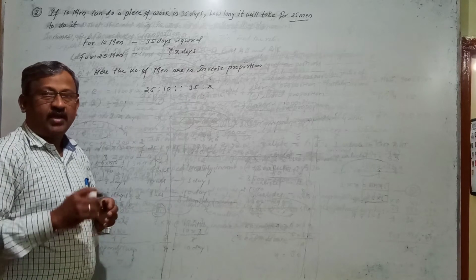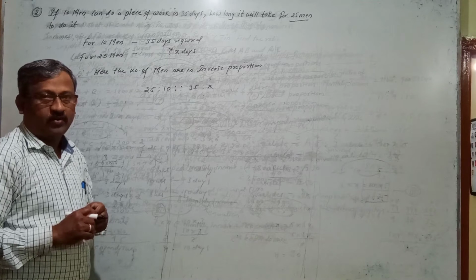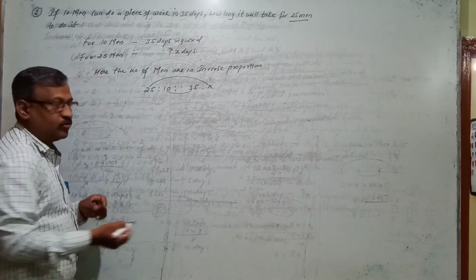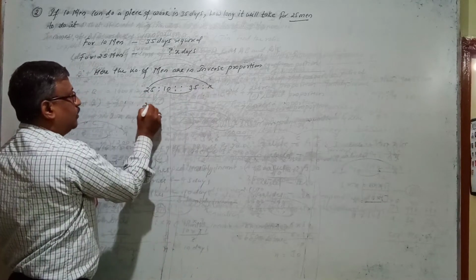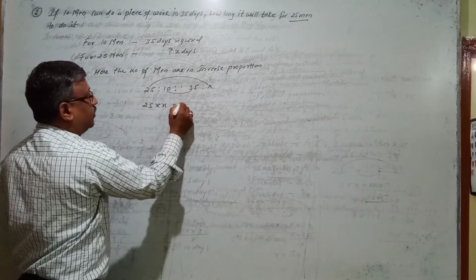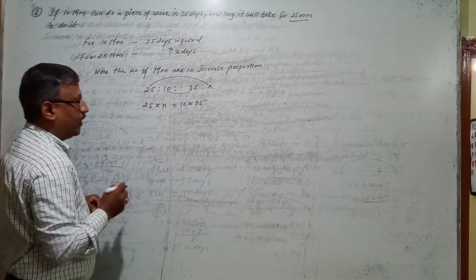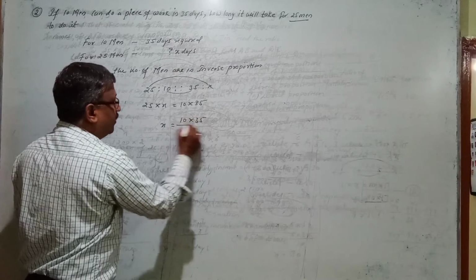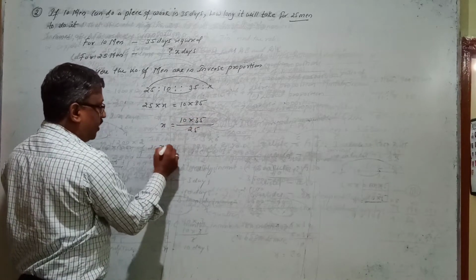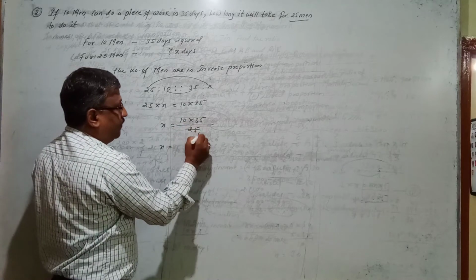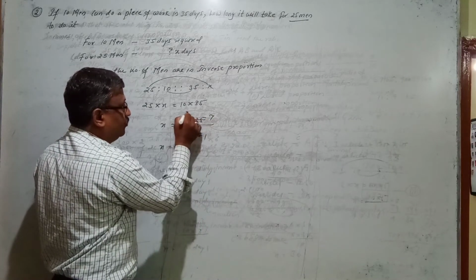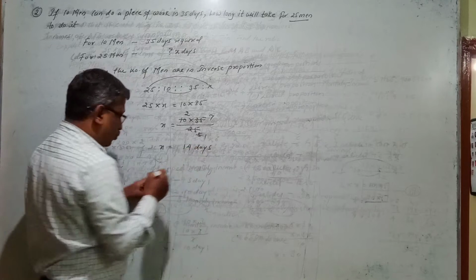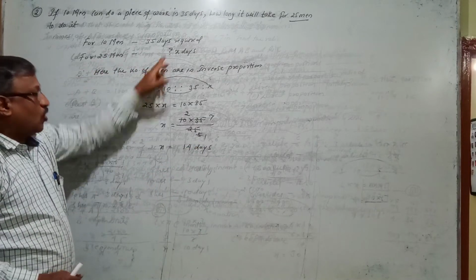What does the rule say? In proportion, the product of extremes is equal to the product of means. So now you have to multiply extremes on one side and means on the other side. So 25 into x is equal to 10 into 35. Now I want the x value, so bring this x outside. So x is equal to 10 into 35 divided by 25. So divide this: 5 5s are 25, 5 7s are 35, so 2 into 7, you will get how many days? It is 14 days.